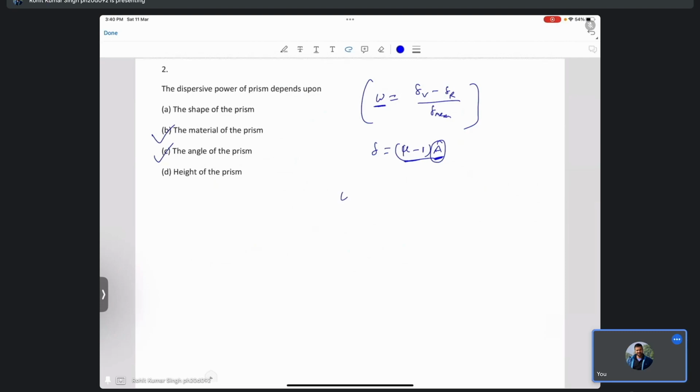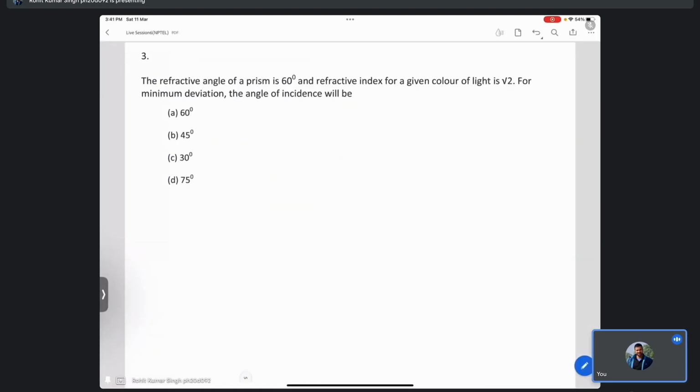So let's put this in this formula. Instead of del v, we can write mu v minus 1. Angle of prism is same. Then minus del r is mu r minus 1 a divided by... yeah, a is constant. Here we'll have mu mean minus 1 by a. So a will cancel, right? It only depends on the mean. So that's why this option is not true. Yes, it was a trivial question. Okay, next problem.